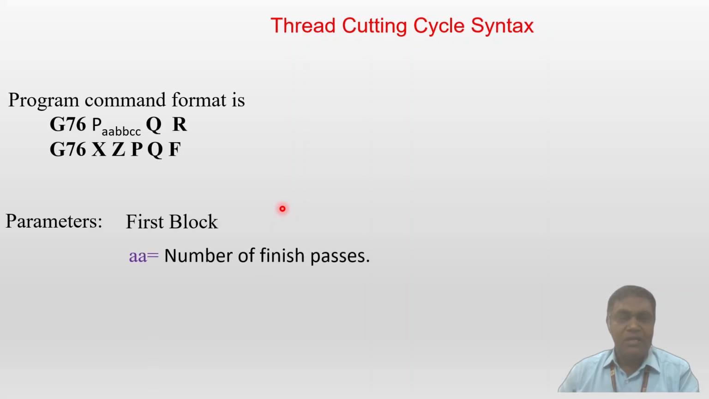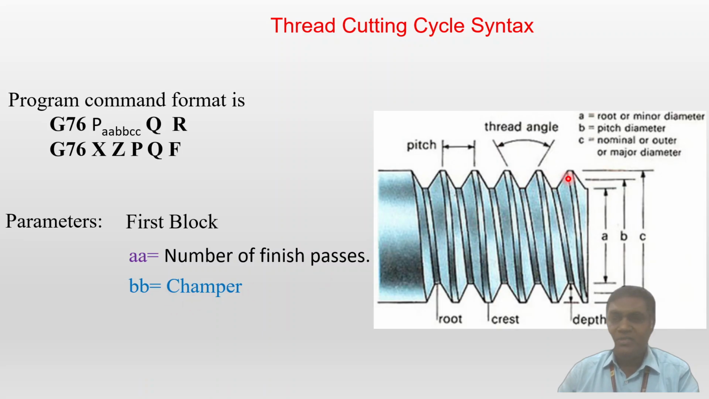In the first block, P has 6 digits. The first 2 digits indicate the number of finish passes required, and the next 2 digits indicate the chamfer of the thread, that is, the chamfer at the end of the thread. The last 2 digits are the angle of the thread. So these 3 parameters you enter after the letter P.